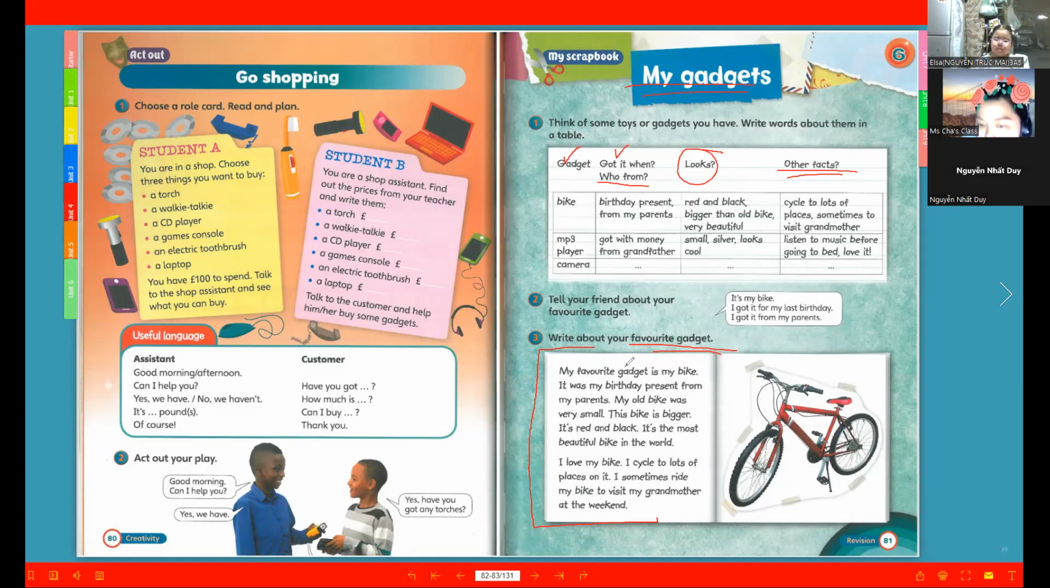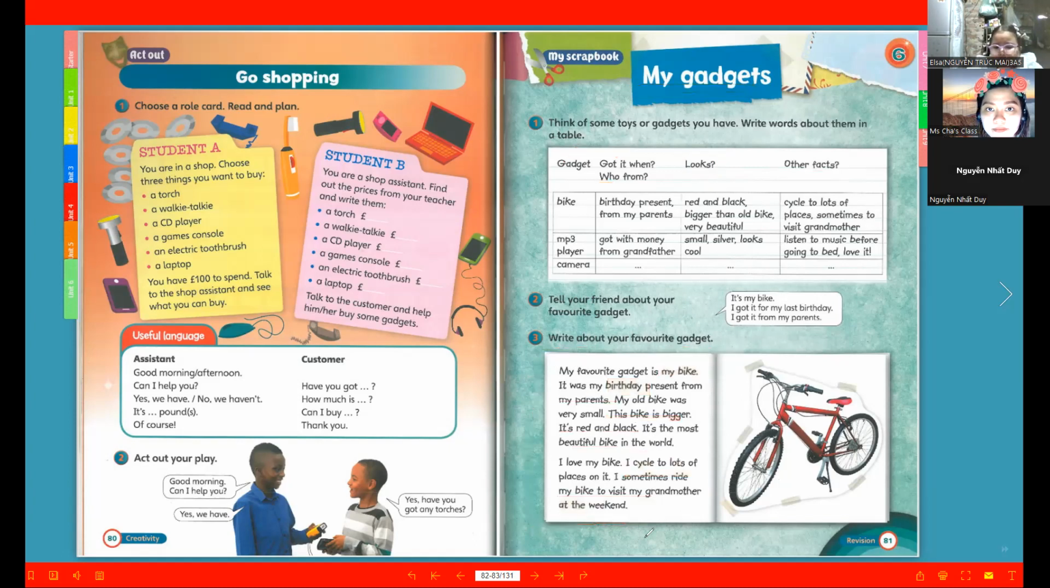All right, so now, it says in here, according to the pattern, you're going to tell what's your favorite gadget. Who is it from? When did you have it? On the birthday. Also in here, he described the looks: what does it look like? And then other facts: what are the other things that he does with his new gadget? All right, so how about you, Elsa? Can you write a simple paragraph discussing your favorite gadget?